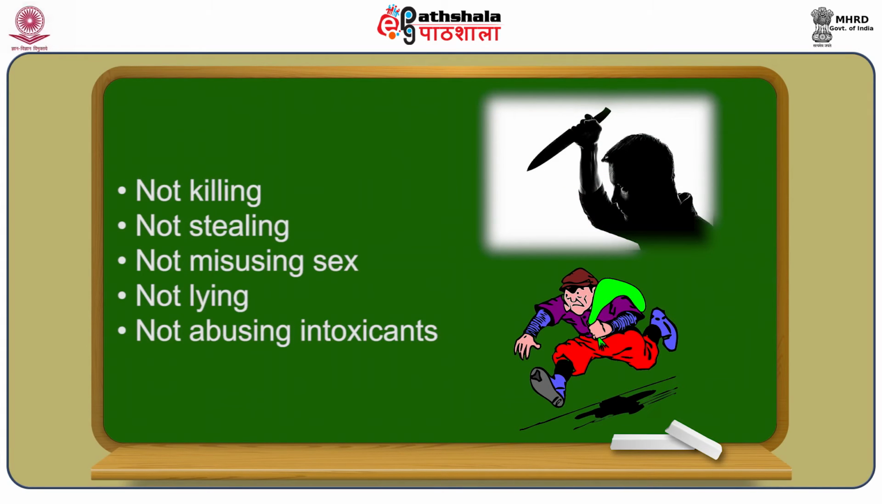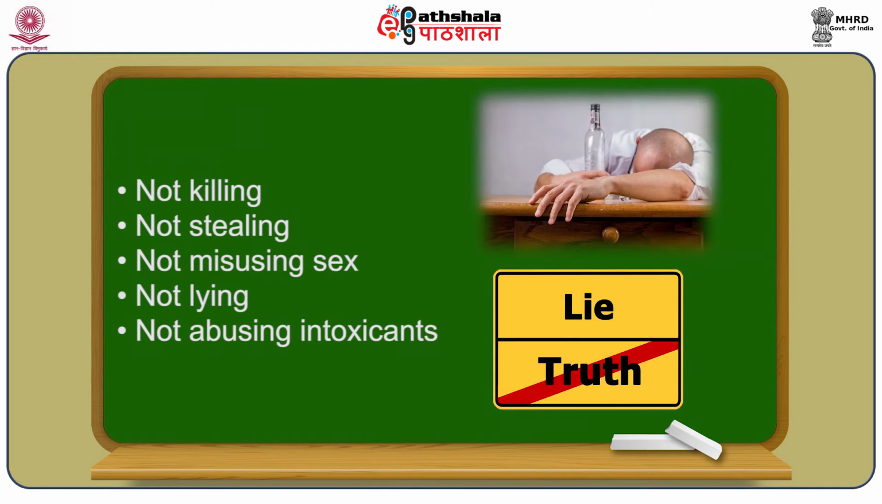So the first precept is not killing. The second precept is not stealing. The third precept is not misusing sex. The fourth precept is not lying. And the fifth precept is not abusing intoxicants. These are the precepts of morality or Sheel, and they are not killing, not stealing, not misusing sex, not lying, and not abusing intoxicants. Then we have the 10 grand precepts.